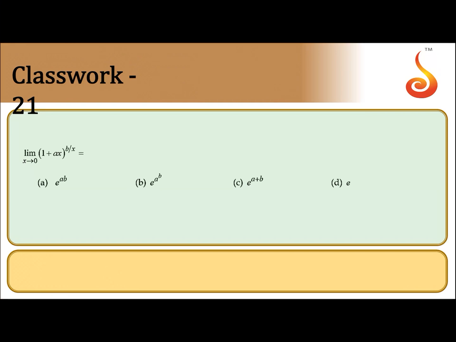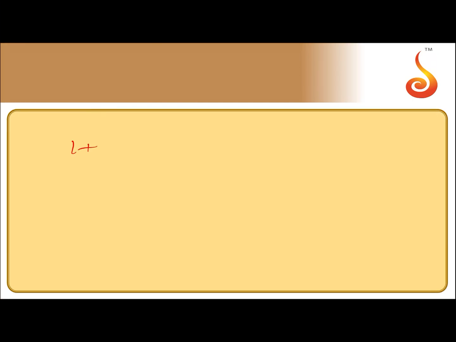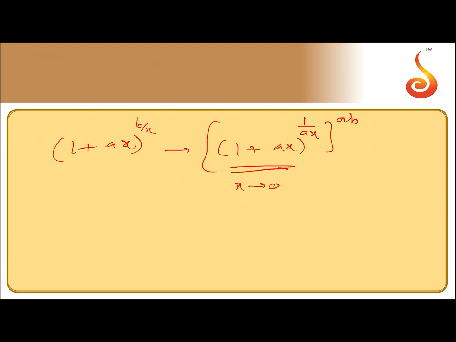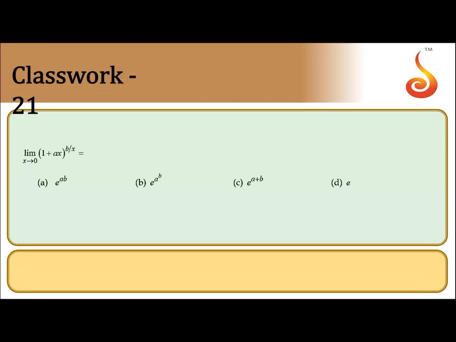Coming to now, this is also a direct formula. It is (1 plus ax) to the power of b by x. This can be written as (1 plus ax) to the power of 1 divided by ax, taken whole to the power of ab. Therefore, as x extends to 0, this is nothing but e to the power of ab. So the answer is e power ab, the first option.